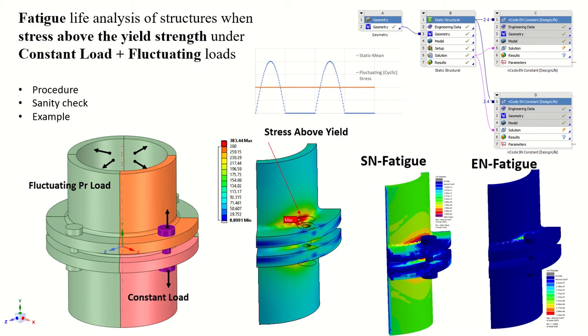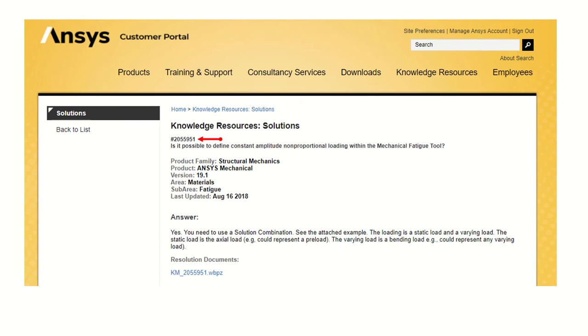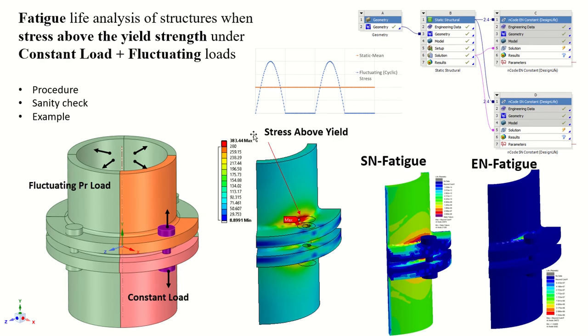When the induced stress is less than the yield strength of the material, then we can handle this problem using the Ansys Workbench fatigue tool. An example is available in the Ansys customer portal under knowledge resource solution. Search for solution number 2055951. In this session, I will majorly focus on a scenario where the stress exceeds the yield strength of the material, so we have to go for the EN fatigue approach.